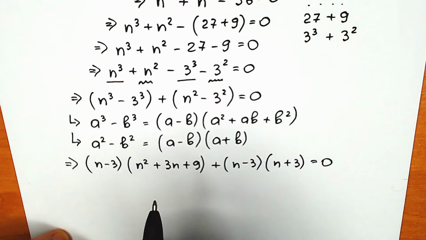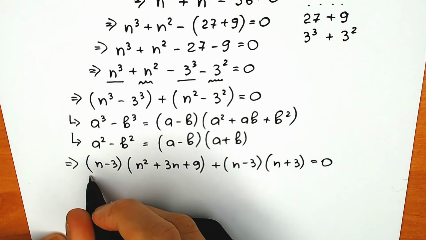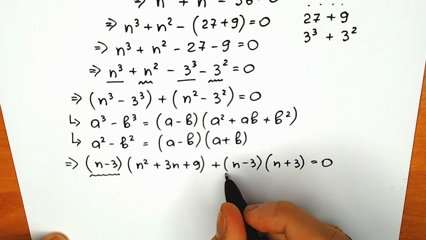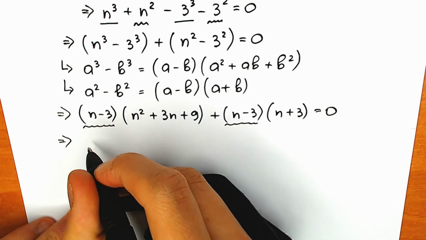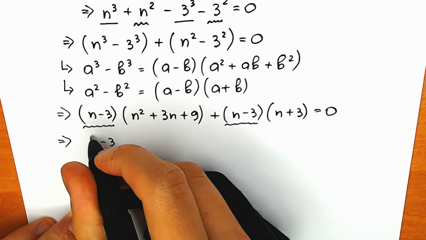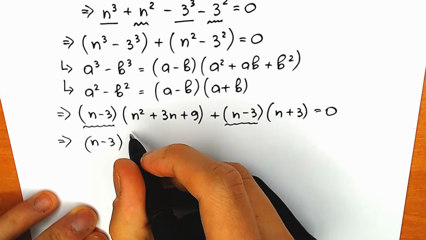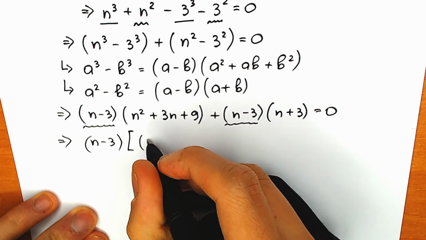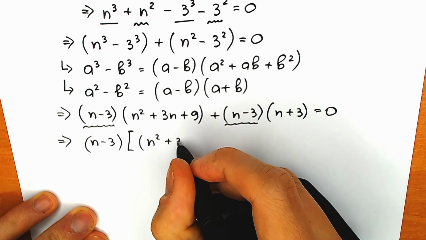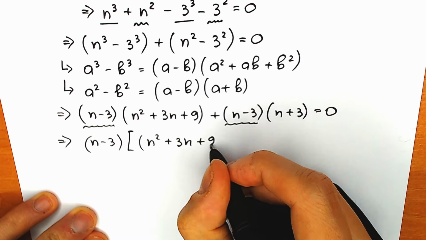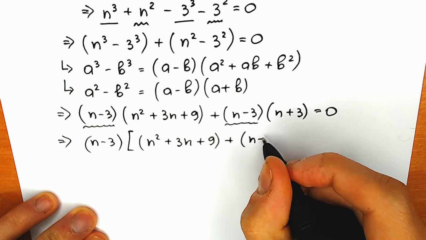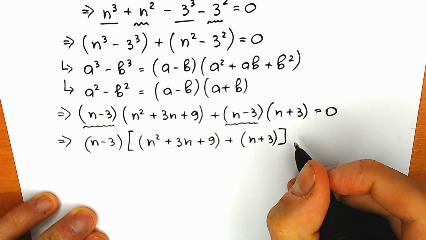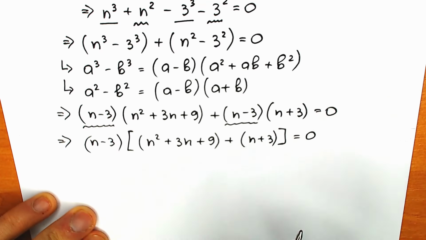Right now, let's look closely. What do we have? We have a lot of parentheses, but this n minus 3 and this n minus 3, we can easily factor out as a common factor because we have the same expression, yeah? We have n minus 3, and in another parenthesis, what do we have? n squared plus 3n and plus 9. And of course, plus this one, n plus 3. Right now we can actually get rid of these parentheses because we have all the time addition.